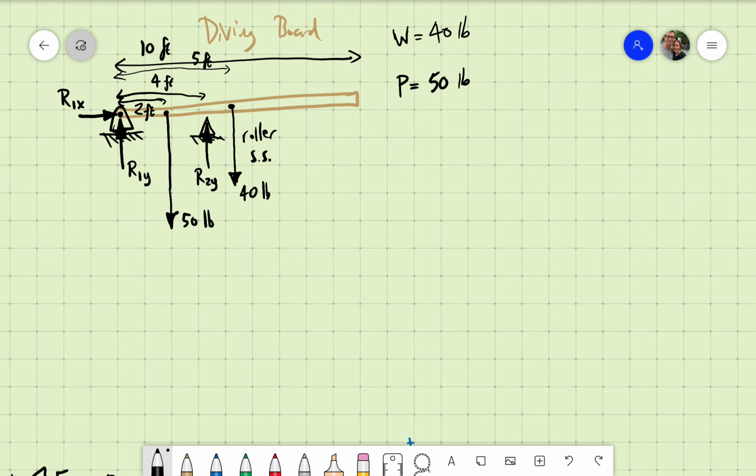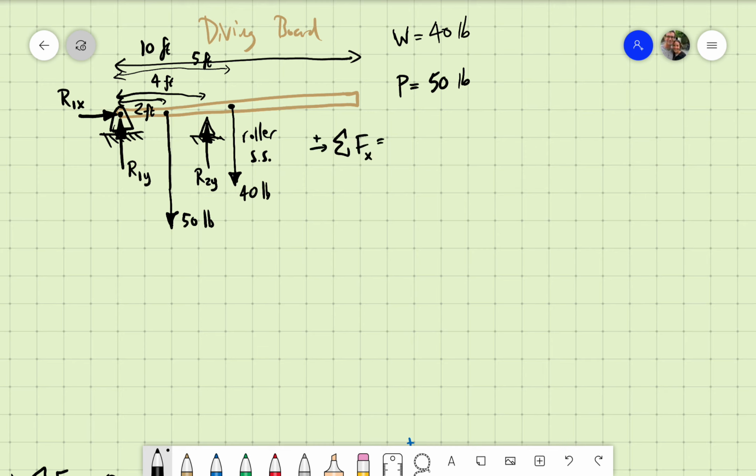Okay, and then lastly in our list of things is friction. Is there any friction at play here? Nah, friction's not really going to matter. Nothing is sliding or trying to slide here. Okay, let's do our equilibrium equations.